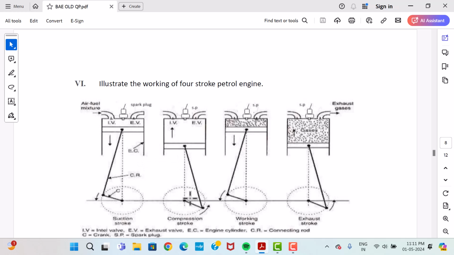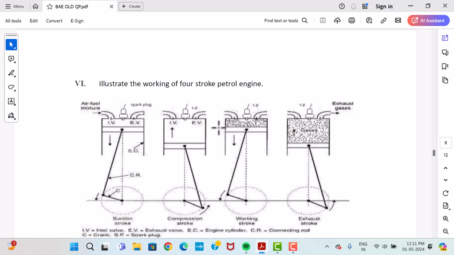During the second stroke, called compression stroke, the piston moves from BDC to TDC. During that condition, both inlet and exhaust valves are in closed condition, and the air fuel mixture has already entered during the suction stroke. So when the piston moves from BDC to TDC, this air fuel mixture is compressed to high pressure and temperature because both valves are closed, so it cannot move outside. So the pressure and temperature will be increased.